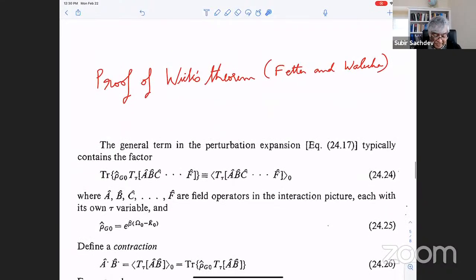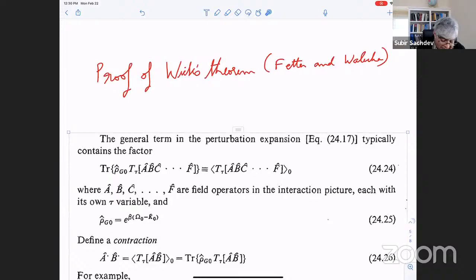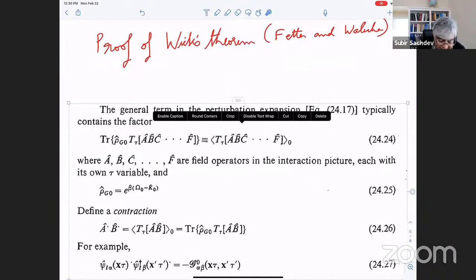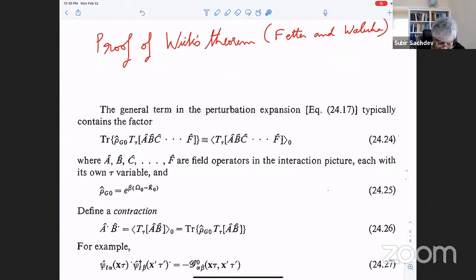You're evaluating some expression of A, B, C, all the way up to F, as they say here. This rho hat is e to the minus beta H naught, this object here. The e to the beta omega naught is the denominator, but we won't worry about that. The K naught is what I'm calling H naught. So the basic trick is just to use commutation relations.